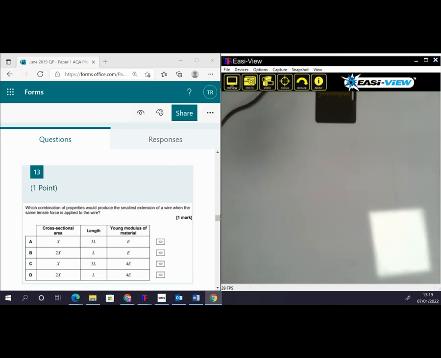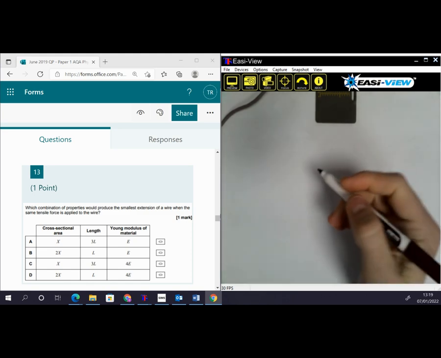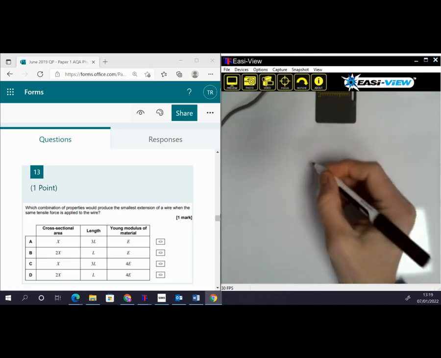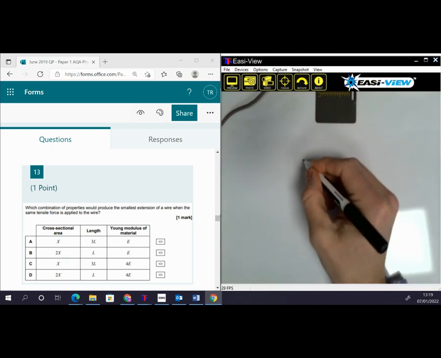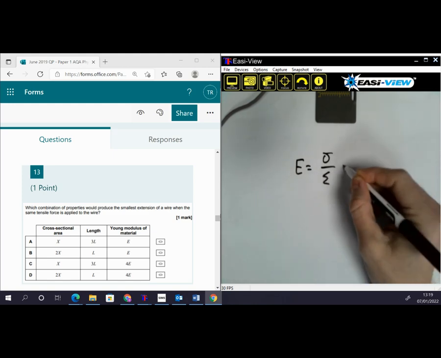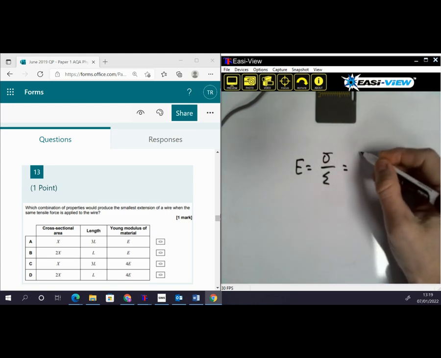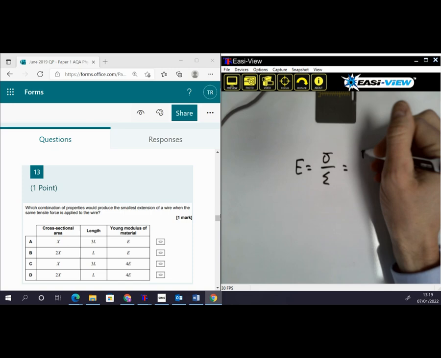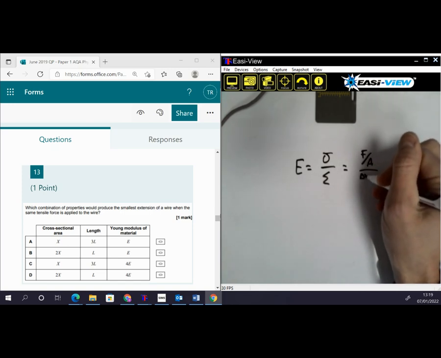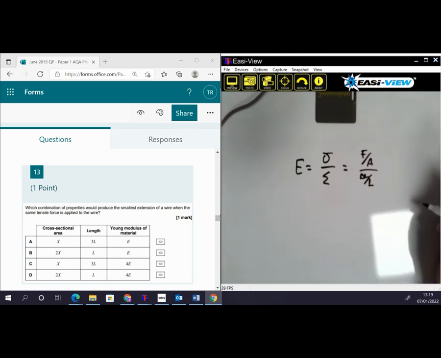This question is about the Young modulus and the relationship between cross-sectional area, length, and the extension. So we're asked for which combination of properties will produce the smallest extension of a wire. The standard equation is that the Young modulus is stress over strain. The stress is the force over the area, and the strain is the extension over the original length.